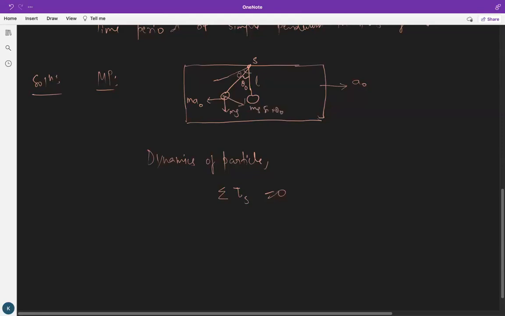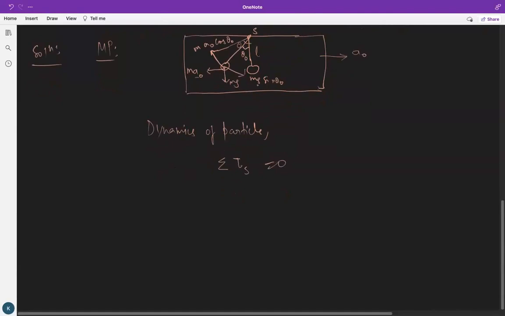And when I'm considering the component of this force, the pseudo force, it will be in this direction, which produces a torque, and this is equal to m a naught cos theta naught. Due to both components, mg sin theta naught and m a naught cos theta naught, we have a torque, and both are in opposite directions.